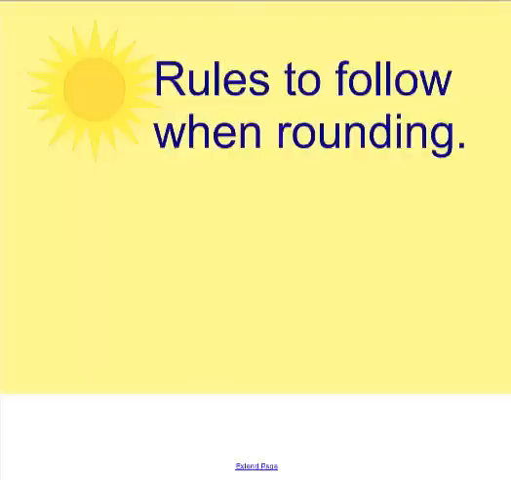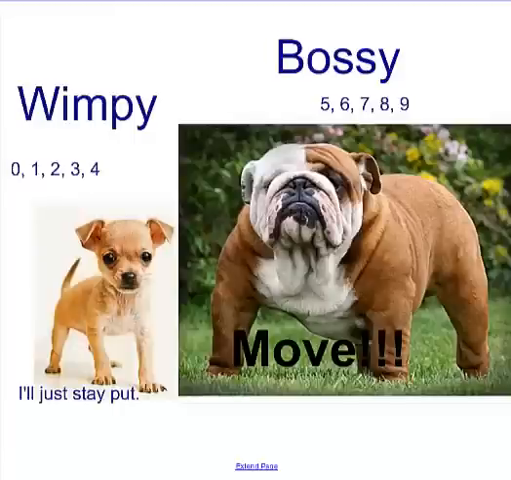Here are some rules to follow when you're rounding. Let me introduce you to some dogs. We've got Wimpy. Sorry, no offense to the Chihuahuas. If you are a 0, a 1, a 2, a 3, or a 4, you're going to be Wimpy, and you're just going to stay put. If you're bossy, you're going to be 5, 6, 7, 8, or 9. And if you're bossy, you're telling the numbers to move. If you can remember this, it will help you know how to round numbers.